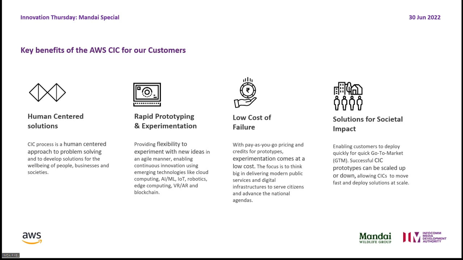Now, one of the things that we do is, for the prototype, even the cost of the Amazon Web Services that you are using, we will provide credit to offset the cost for you. So for Mandai, for the challenges that you're working on, if you are going to build those on the AWS platform, after the shortlisting and the winner, when we work with you on the prototype, the cost of the Amazon Web Services that you use, we will offset it. So it will be free from that point of view. All right.